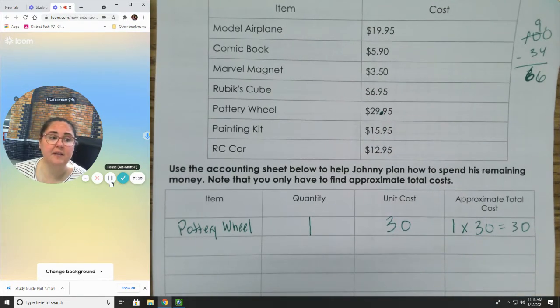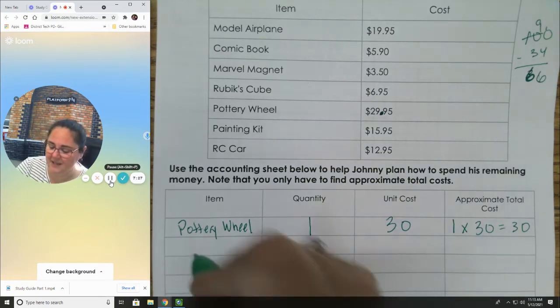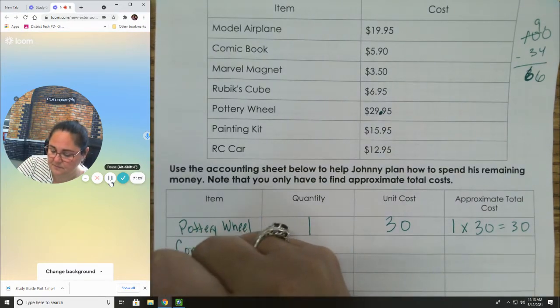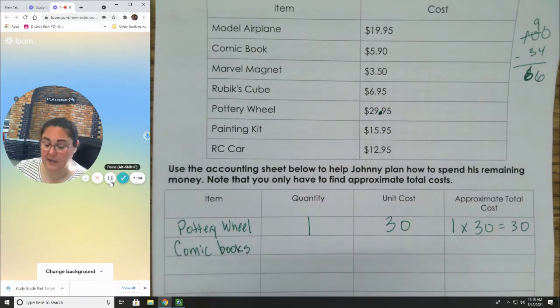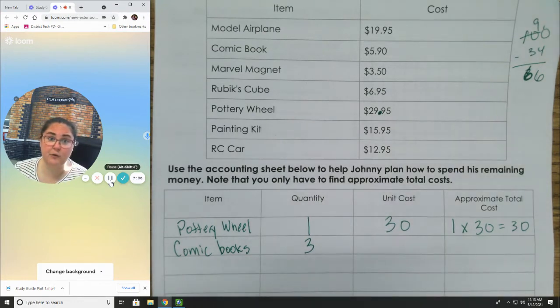Now, I'm going to add something else because that's only $30. I still have about $36 left. You know what? I really like comic books. So I'm going to get 2 comic books. Well, actually, I'm going to get 3. I'm going to get 1 for Lincoln and 2 for me because why not? It shows that comic books are $5.90. So that's close to $6.